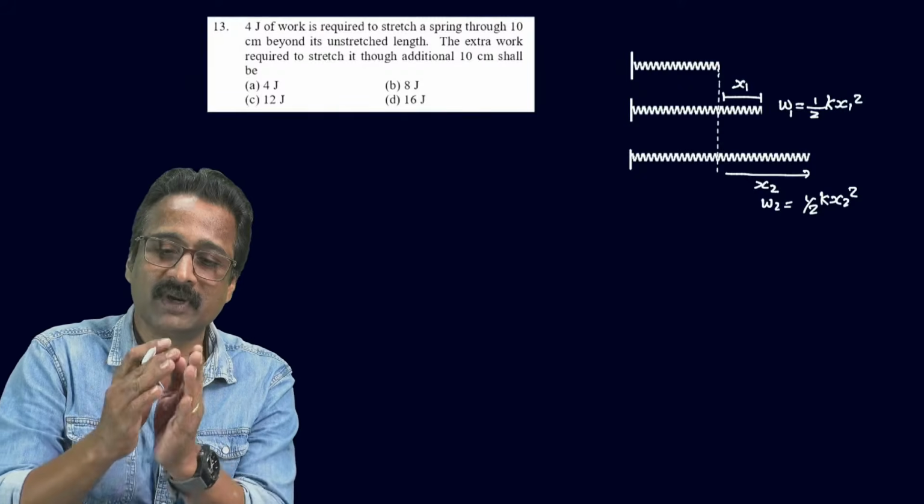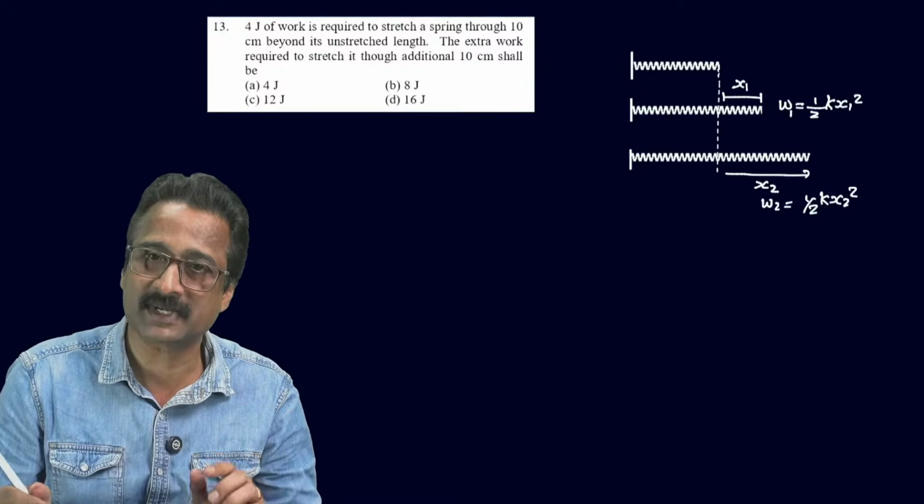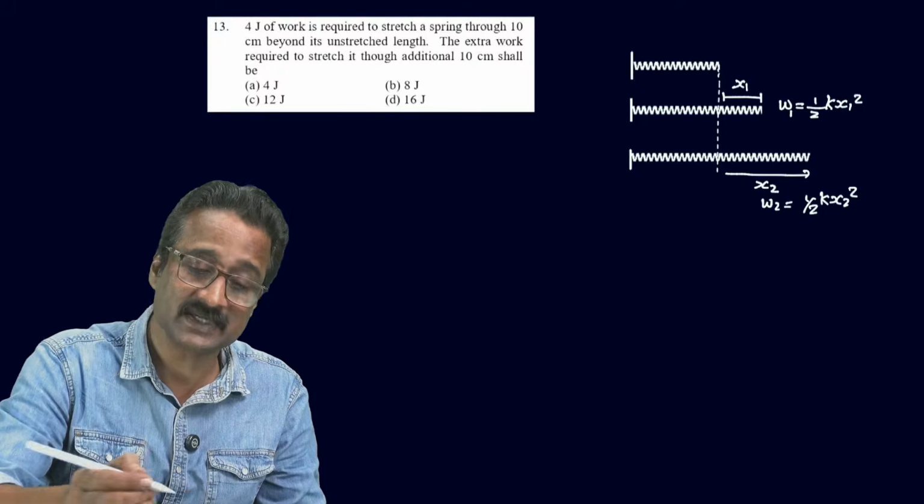If you want the work to take one given length to another given length, you just need the difference in the work. So the work required to elongate it from x1 to x2 is the difference in work.